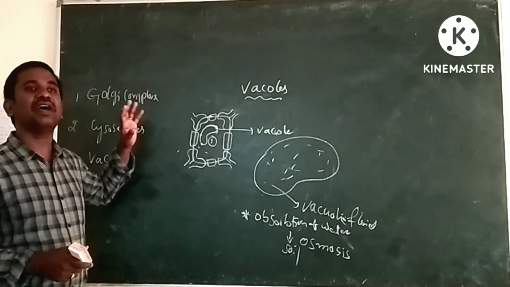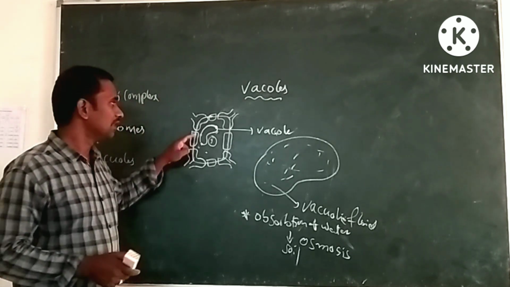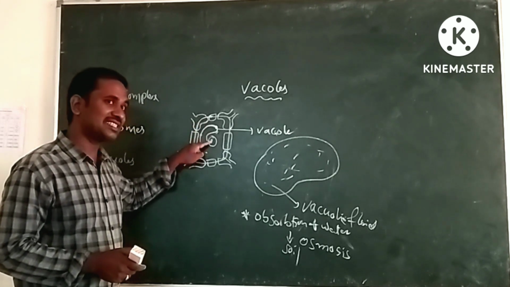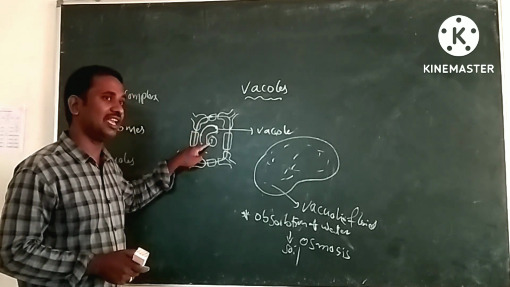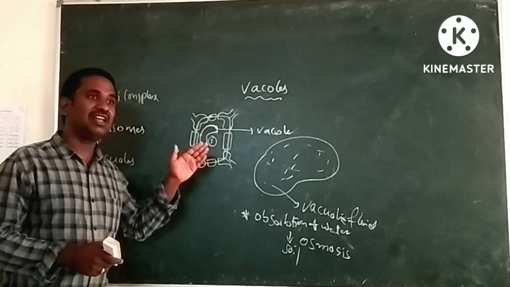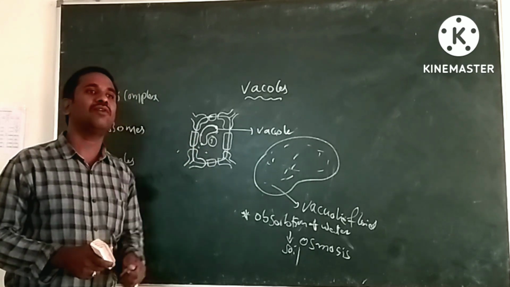Once again, animal cells can have tiny vacuoles, but plant cells can have abundant or large vacuoles. Sometimes, if the size of the vacuole present in the center of the cell increases, the nucleus will definitely move towards the walls of the cell.